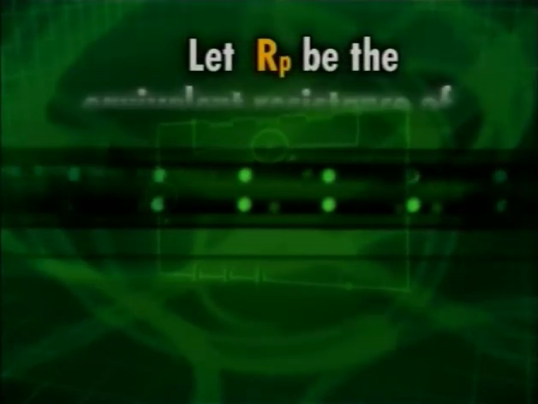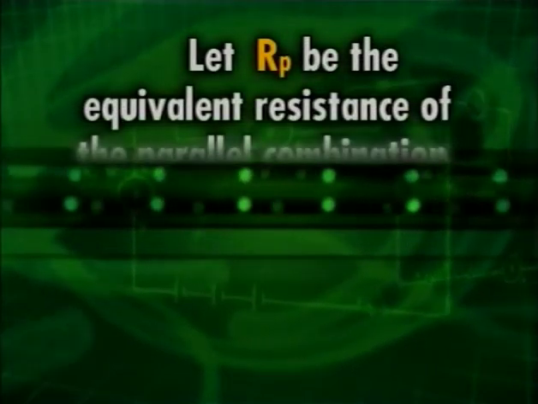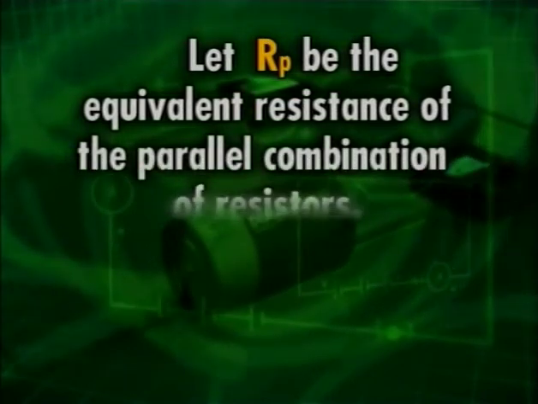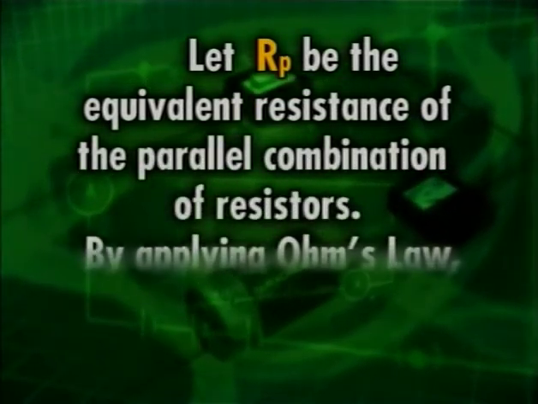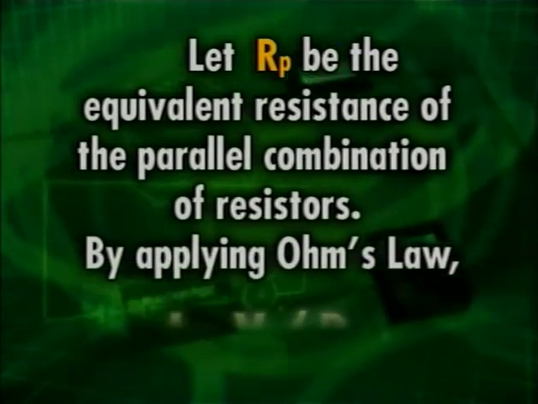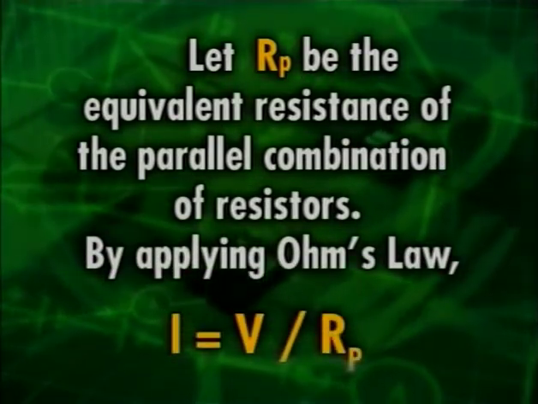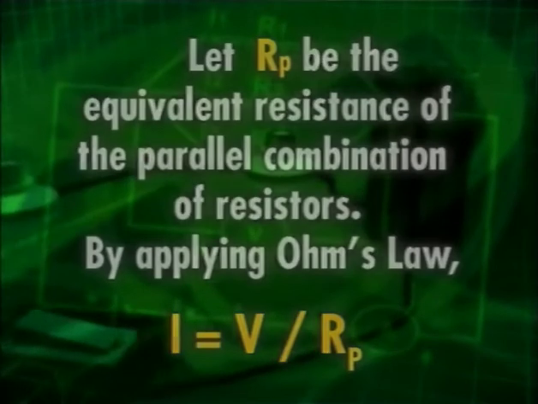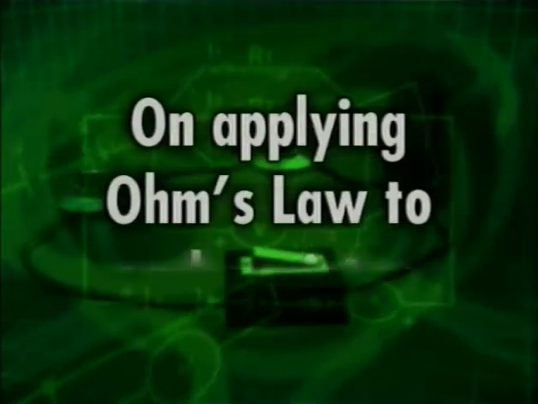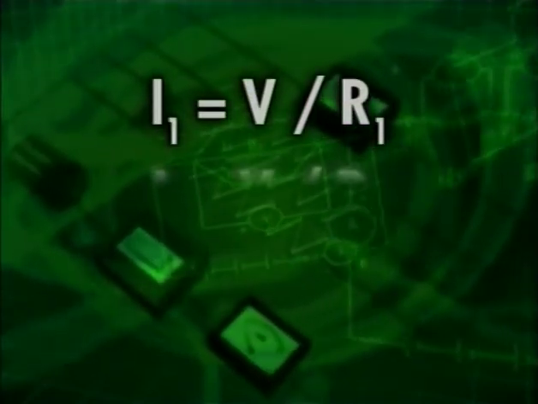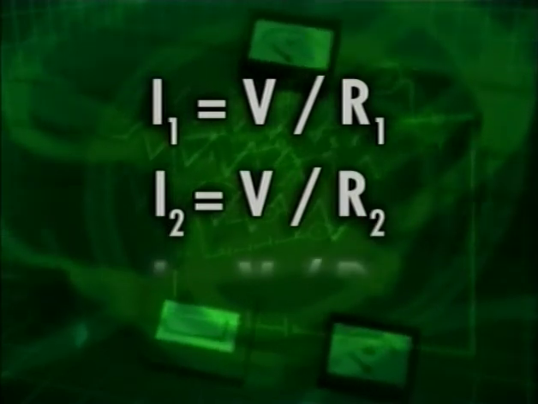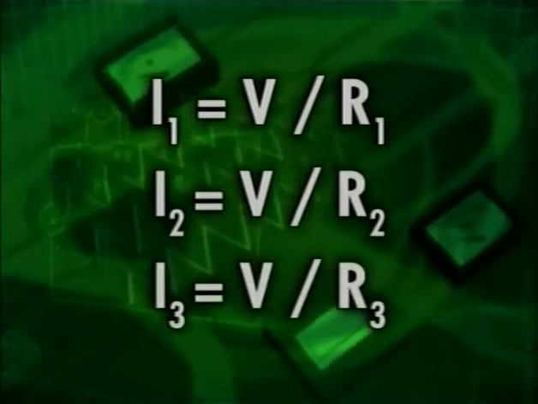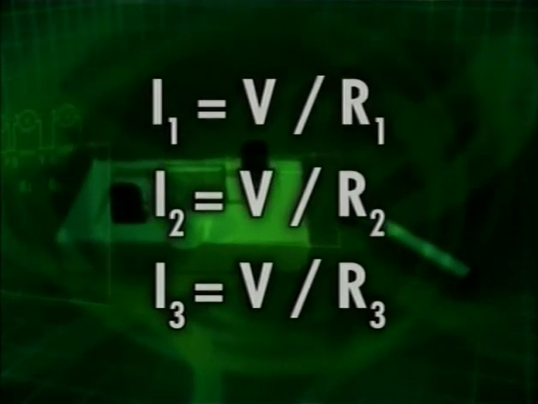Let Rp be the equivalent resistance of the parallel combination of resistors. By applying Ohm's law, I is equal to V upon Rp. On applying Ohm's law to each resistor, I1 is equal to V upon R1, I2 is equal to V upon R2, and I3 is equal to V upon R3.